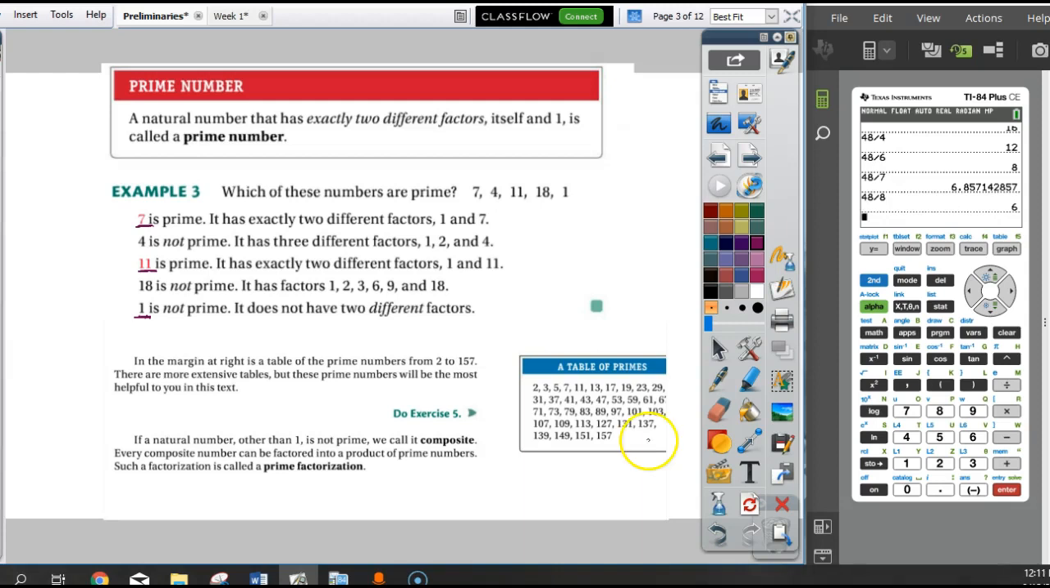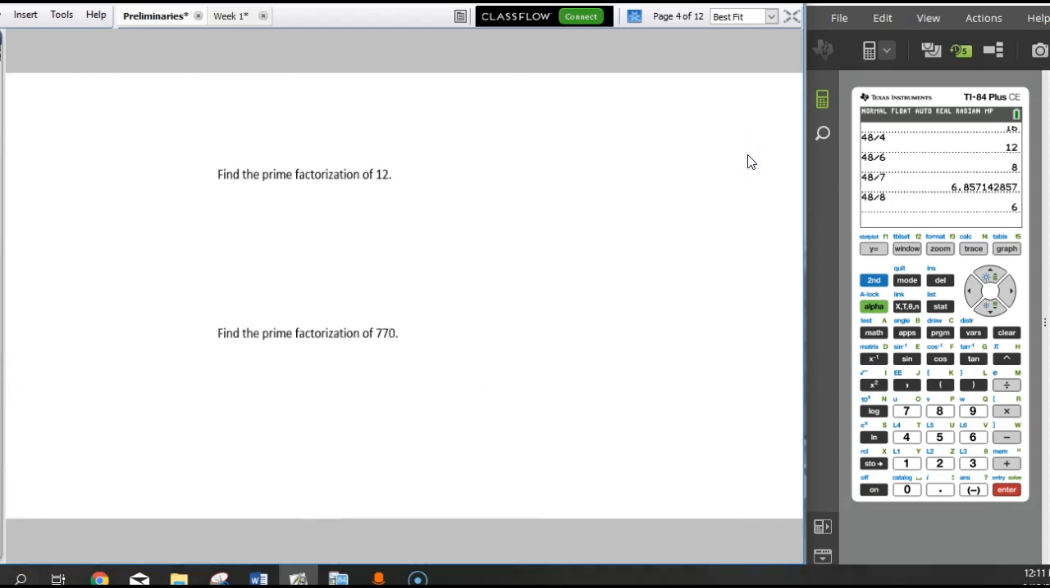So 1 is just not prime, kind of a weird case there. Here's a list of some prime numbers 2 through 157. So if you want to keep this as a reference, that may help you figure out, instead of having to go through 103 and divide it by all the numbers you can think of, it is going to be prime. Now, if a number is not prime, we do call it a composite number. And so if it does have multiple factors, we call that composite. So every composite number can be factored into a product of prime numbers. So that's what we're going to look to next, prime factorization. That's kind of where we're headed.